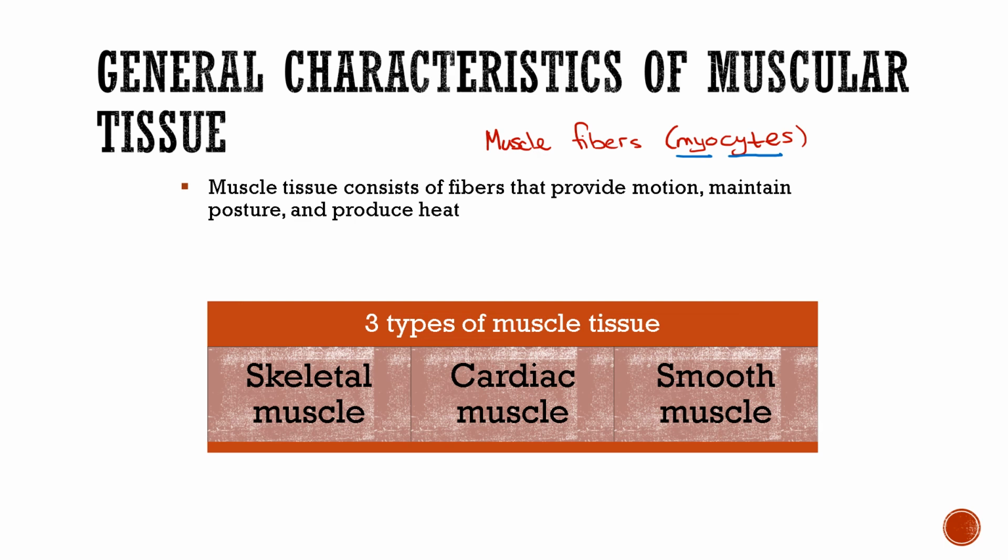So these muscle fibers can use ATP to generate force. Now, based on their location, certain structural and functional features, muscular tissue is classified into 3 different types. So these are skeletal muscle, cardiac muscle, and smooth muscle. Now we'll talk about these a little bit more in detail when we go over the muscular system as well.